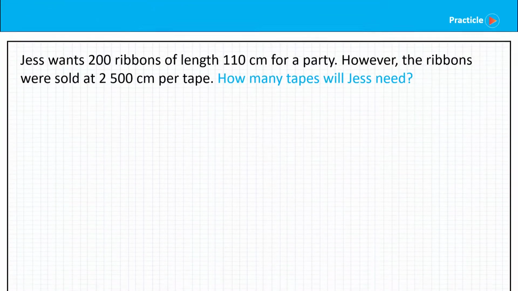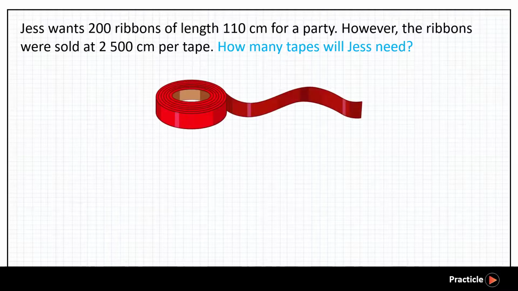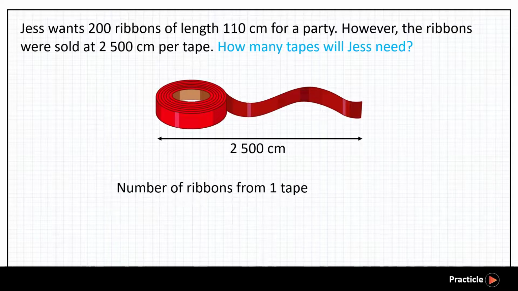Well, to solve this question, we need to look at how many ribbons we can get from one tape, okay? Do you know how to do that? Let's divide the length of one tape by the length of one ribbon, alright? When we divide 2500 by 110, we are going to get an answer of 22.7 ribbons. And what's with this decimal point over here? This means that we are going to have some leftover parts of the tape.